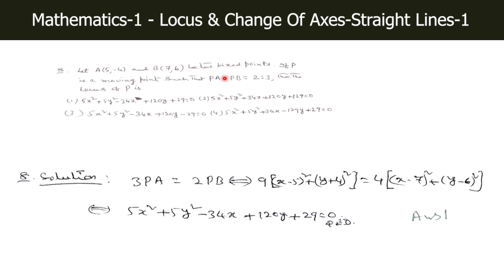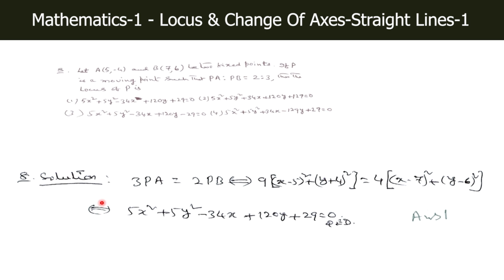Let A(5, -4), B(7, 6) be two fixed points. If P is a moving point such that PA to PB is equal to 2 to 3, then the locus of P is: 1, 5x square plus 5y square minus 34x plus 120y plus 29 equal to 0; 2, 5x square plus 5y square plus 34x plus 120y plus 129 equal to 0; 3, 5x square plus 5y square minus 34x plus 120y minus 29 equal to 0; and lastly 4, 5x square plus 5y square plus 34x minus 129y plus 29 equal to 0.